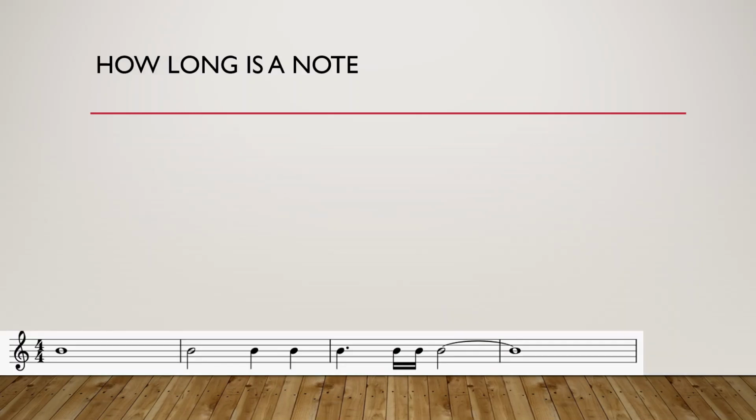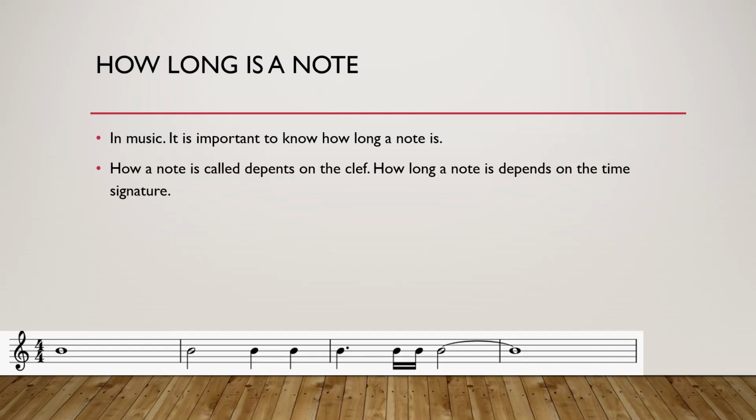So now we know a tiny bit on how to name notes, but it's also important to know how long a note is. What our note is called depends on the clef, right? Because we have G clef and F clef, and we saw just a few minutes ago that the notes are named differently in both. But how long the note is depends on the time signature, which is this 4/4 thing.